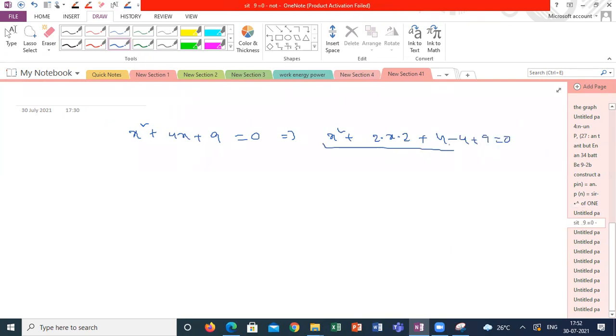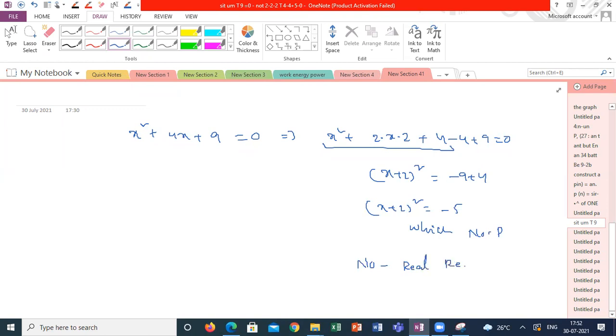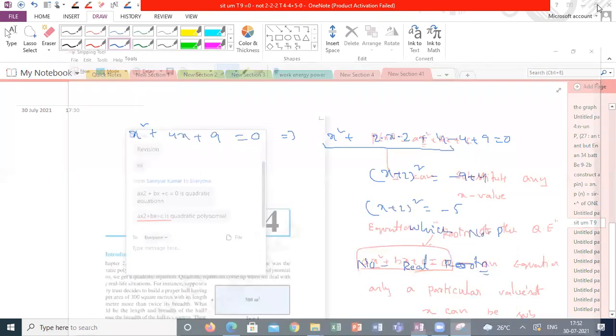This will form a perfect square, (x plus 2) whole square, which is minus 9 plus 4. So (x plus 2) whole square is equal to minus 5, which is not possible. No real roots. There are no roots for this equation because the square of a number is never negative. This method is called the perfect square method: making the equation into a perfect square of a linear expression, and solving by taking the remaining constant to the other side.